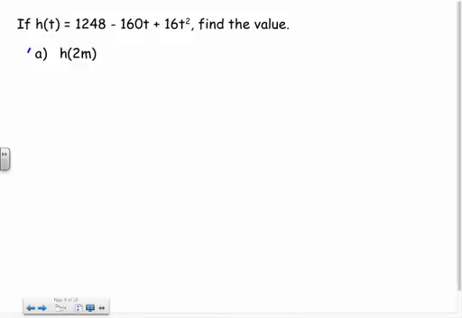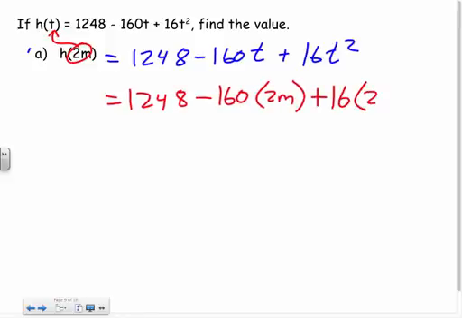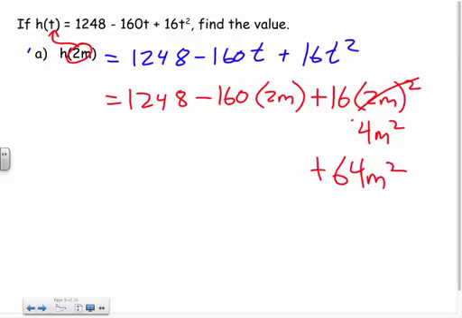So let me write out my equation here. My function, 1248 minus 160t plus 16t squared. So now if you look, I'm replacing 2m into t. So we rewrite this 1248 minus 160, well, t, but I'm replacing it with 2m, plus 16, replacing that with 2m squared. Now we follow our order of operations here. So 2m squared is going to be 2m times 2m, which is really 4m squared. And 16 times 4 gives me 64m squared.